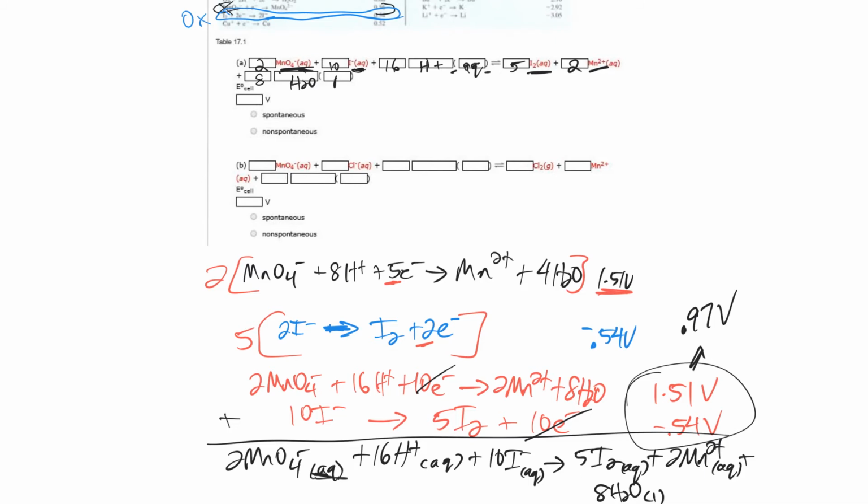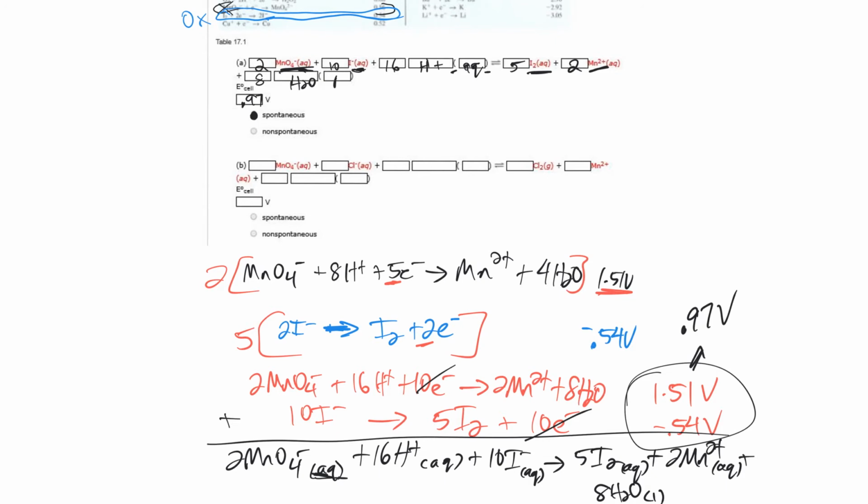Last piece here, they asked for the voltage. We'll put down 0.97. And as with any galvanic cell, you've got to have a positive cell potential. They're indicating a galvanic cell here because we have a positive voltage. So that is SPONT. In much the same way in thermodynamics that a negative delta G indicates spontaneity, in electrochemistry, a positive cell potential indicates spontaneity.